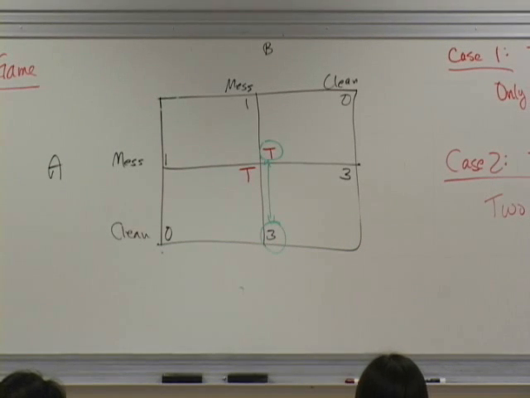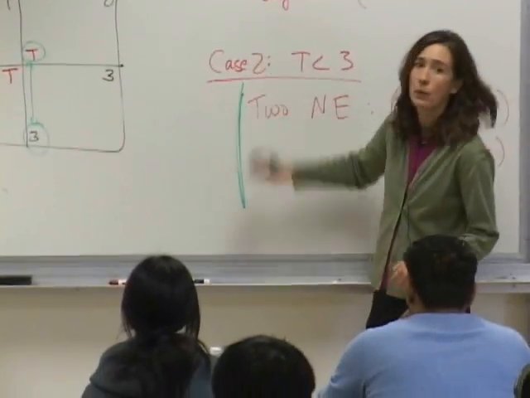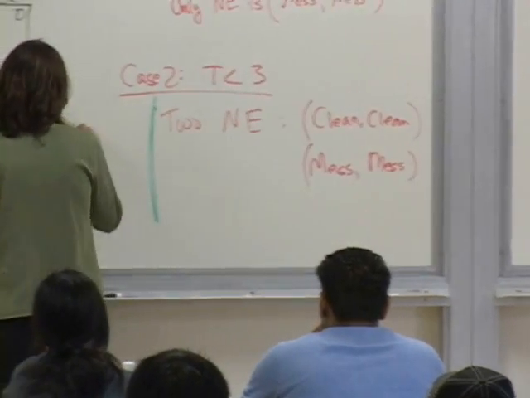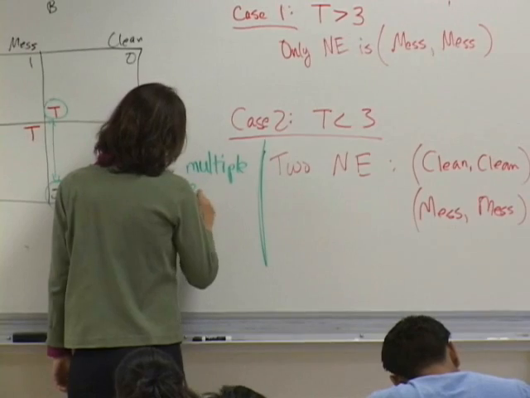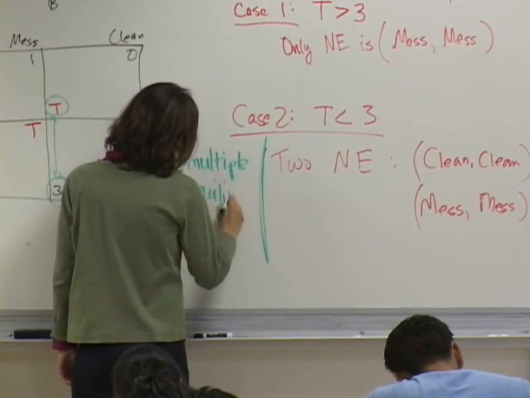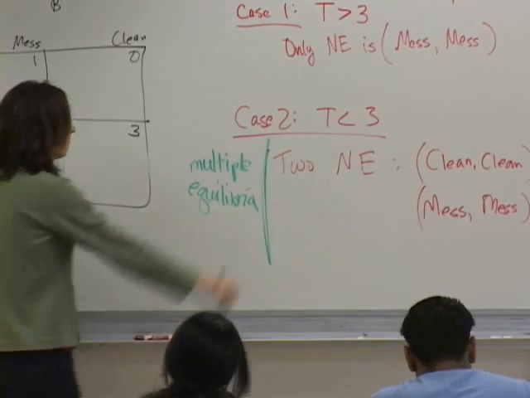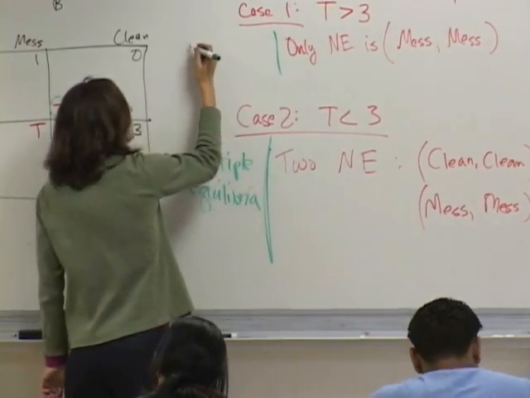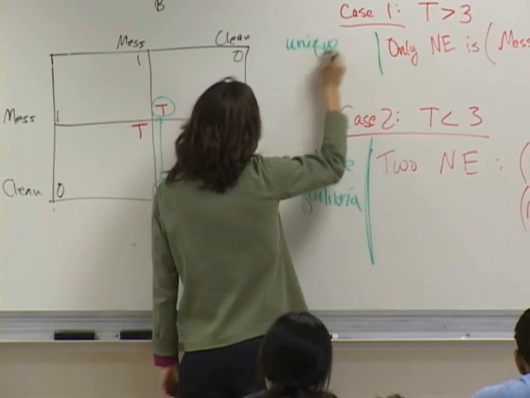The point I wanted to emphasize here, though, is that this is what we mean when we say multiple equilibria. Case 2 is a case where there's more than one Nash equilibrium. This is a game where we would say there's a single Nash equilibrium. Sometimes people use the word unique here.